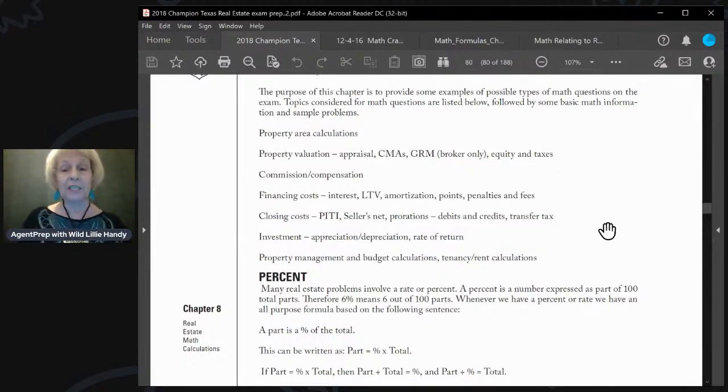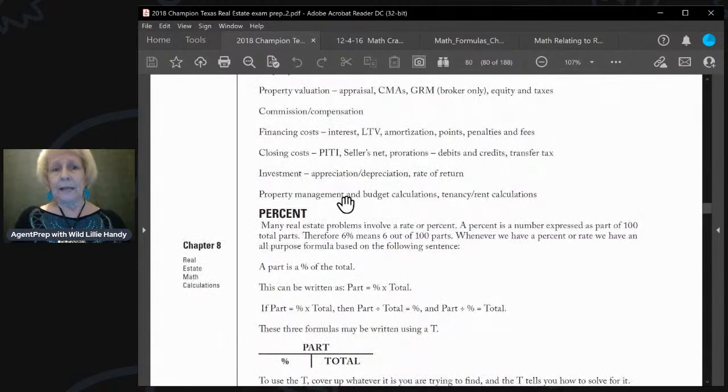All the expenses. If there's a transfer tax, and there could be a transfer tax for foreign owners, international owners, or any other investment. So when you're dealing with investments, you're talking about appreciation. How do you calculate appreciation? Depreciation, rate of return, okay, and others, property management and budget calculation.